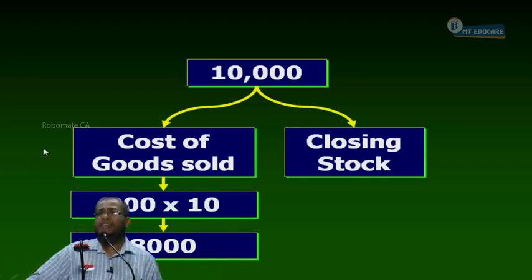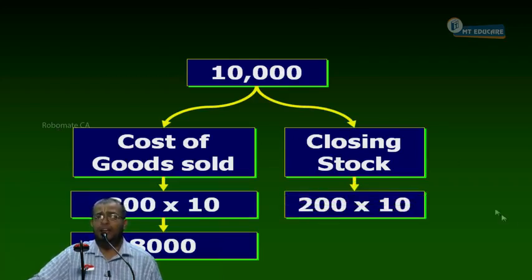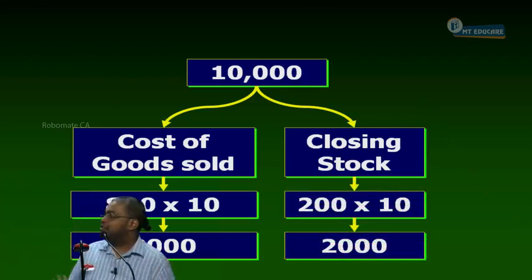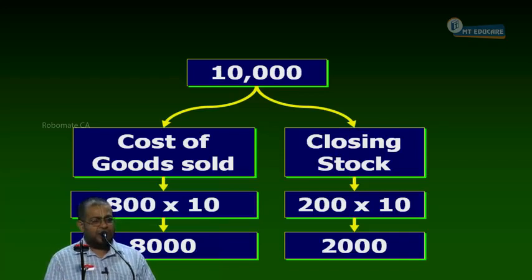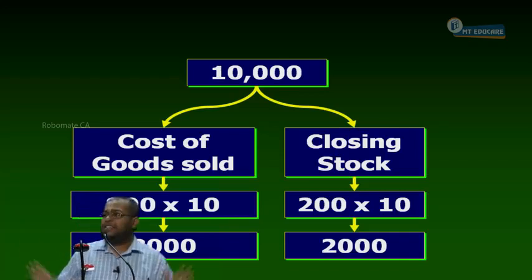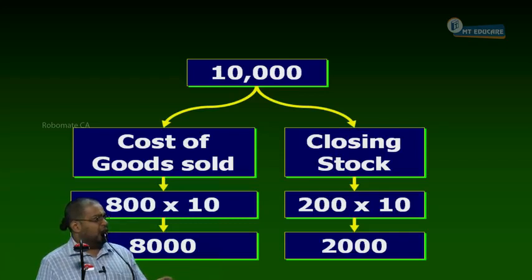Now, how many kg not sold? 200 kg. What is the cost of the 200 kg? 10 rupees each. So 2,000 rupees is also a cost, the cost of goods not sold. Is it or no? So there are two types of cost, cost of goods sold and cost of goods not sold. The cost of goods not sold we call the stock. Stock value is nothing but the cost of unsold goods, which we call the closing stock.